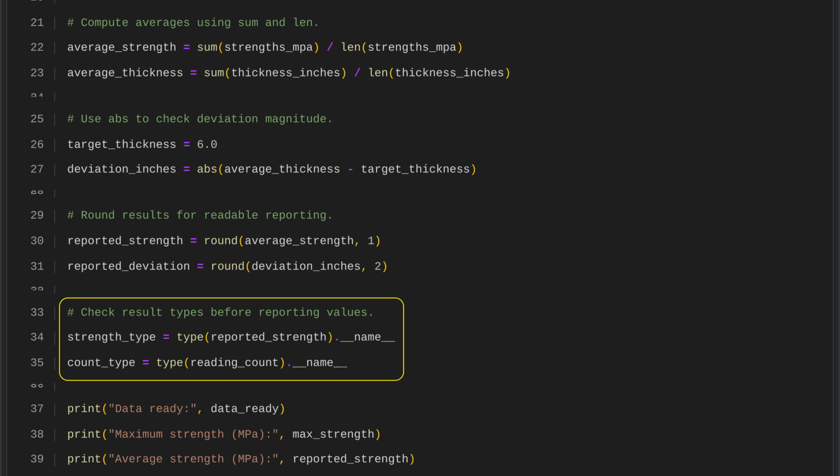Before reporting results, the code checks the data types of the reported strength and the reading count. It does this by identifying each value's type and converting that type name into text. This helps confirm the values are in the expected format and reduces the chance of errors when they are used or displayed later.